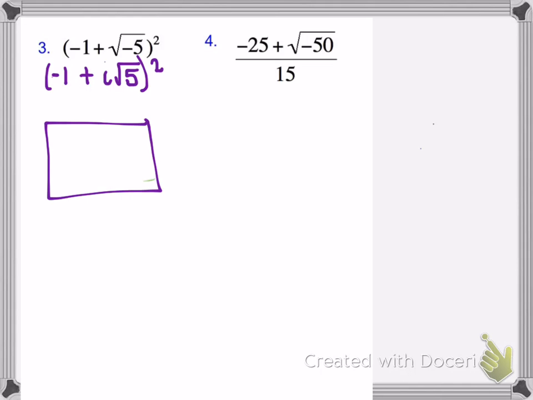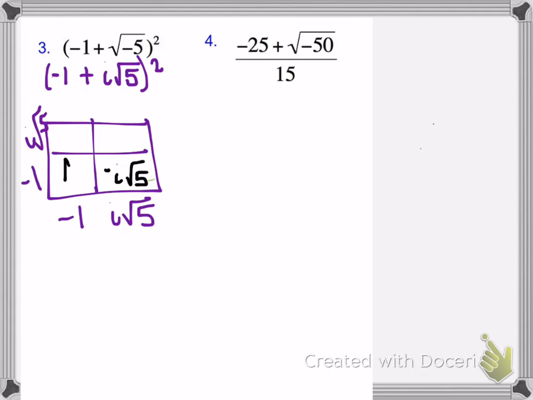Now, we're going to go ahead and make our generic rectangle. Negative 1 times negative 1 is a positive 1. Negative 1 times i times the square root of 5 is just going to make that i negative out front and do nothing with the square root of 5. Again, that's the same thing in the other corner, where I take the negative 1 times i square root of 5, so it's going to become a negative i square root of 5.